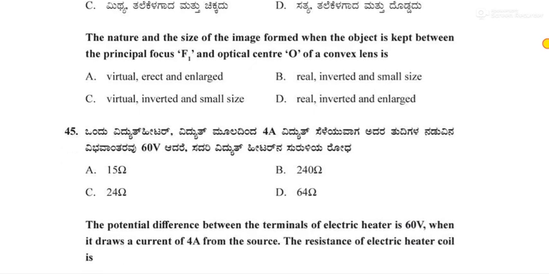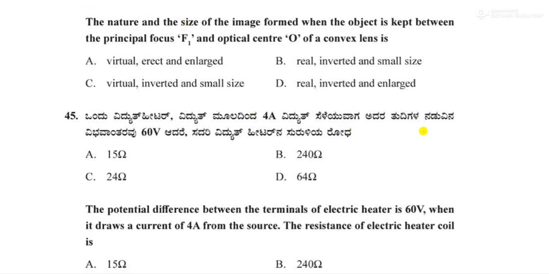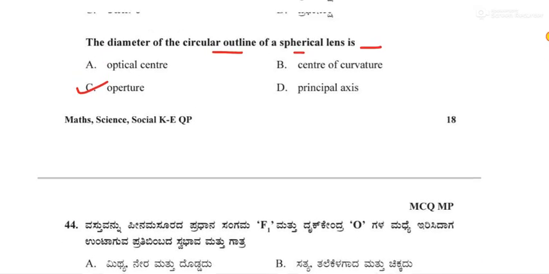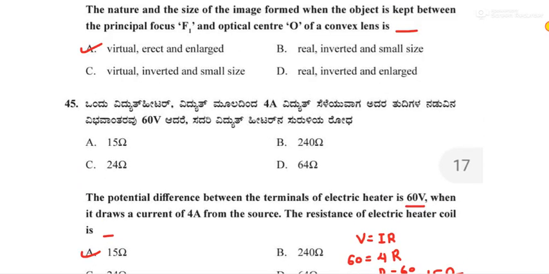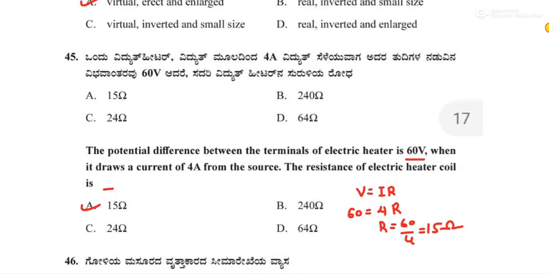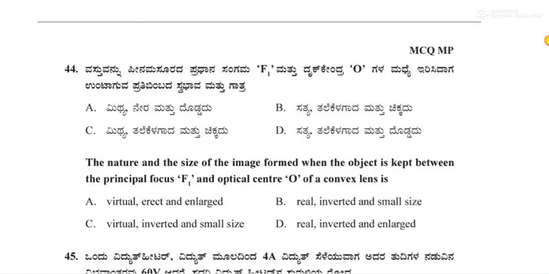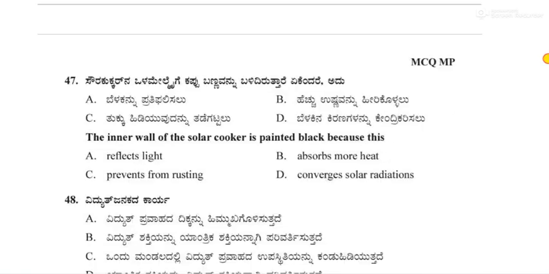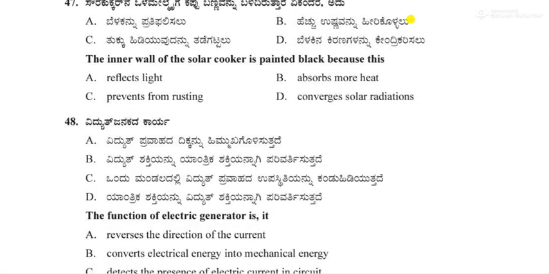Next is question number 44. Oh, 44 is over, right? It's been repeated. 46 is over. 44, 45, 46. Okay, next is 47.